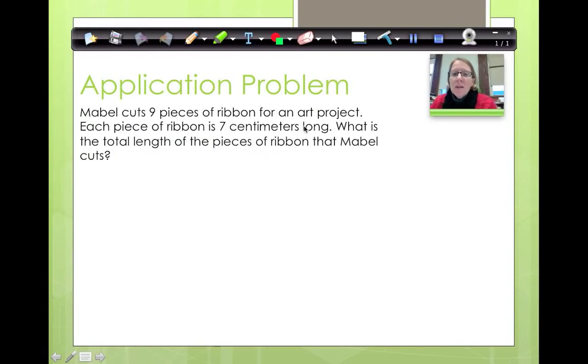Okay, we're going to start with our application problem, and from there that's going to lead us into our lesson. So, here we go. Mabel cuts 9 pieces of ribbon for an art project. Each piece of ribbon is 7 centimeters long. What is the total length of the pieces of ribbon that Mabel cuts?